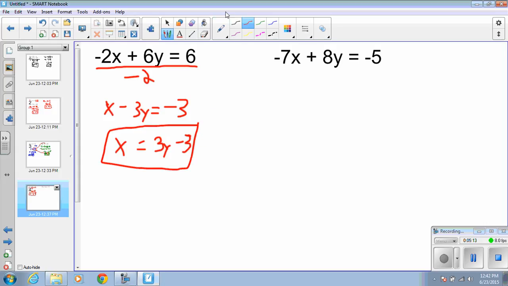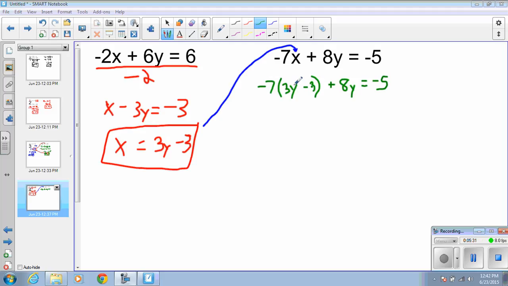And we take that, and we're going to plug that in for x in our other equation, and we get -7 times (3y minus 3) plus 8y equals -5. Let's multiply through by the -7. -7 times 3y is -21y. -7 times -3 is plus 21.